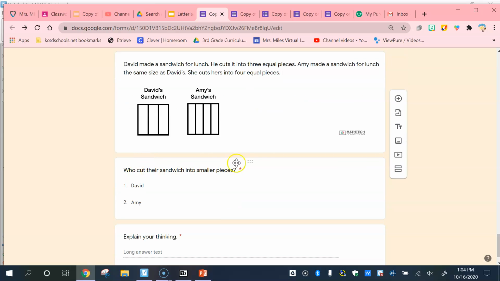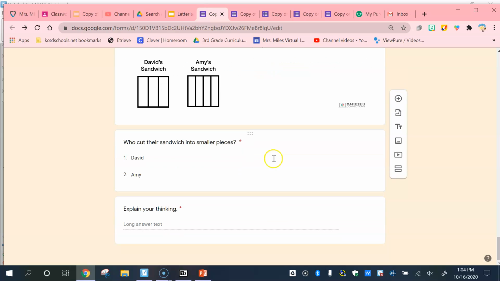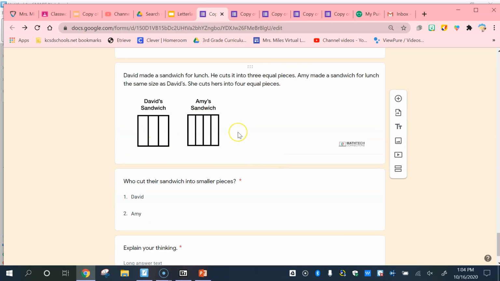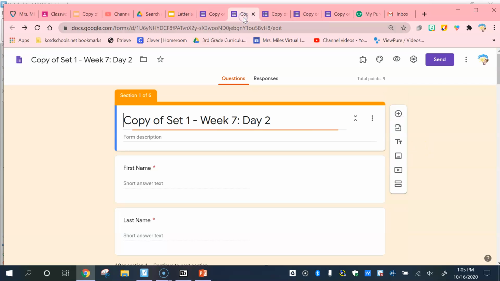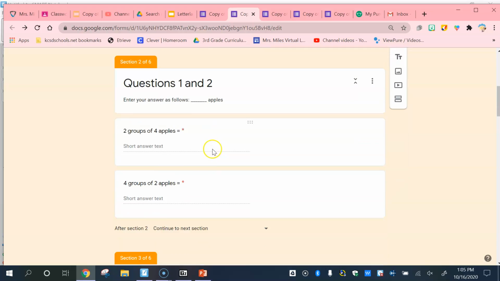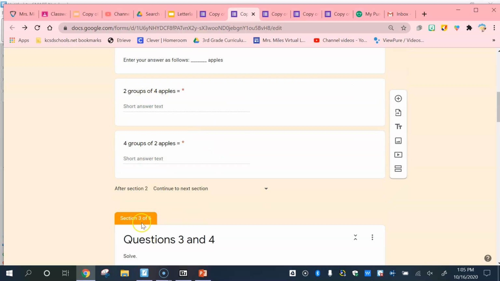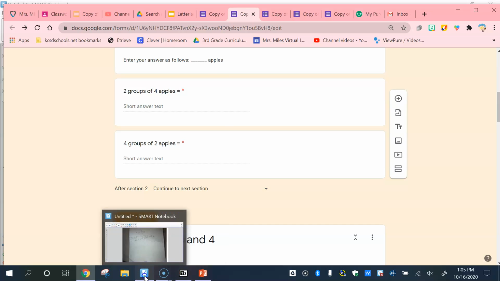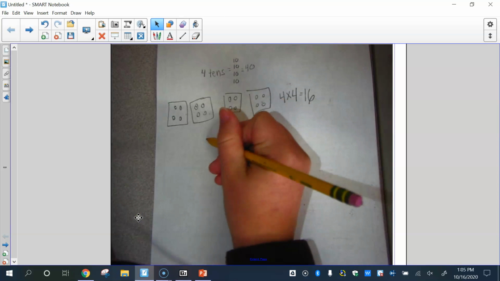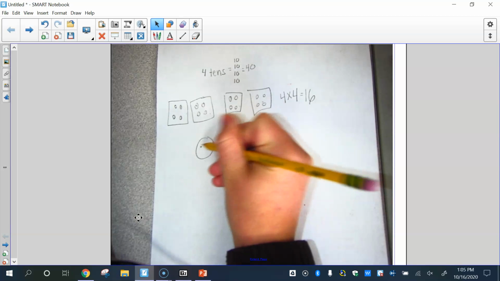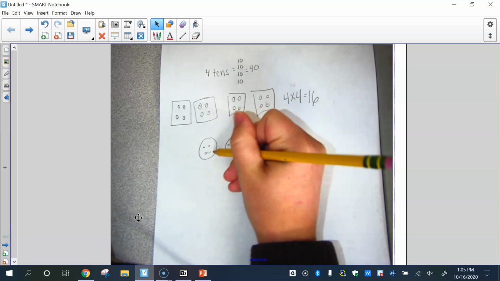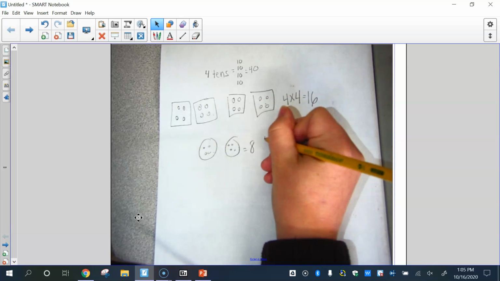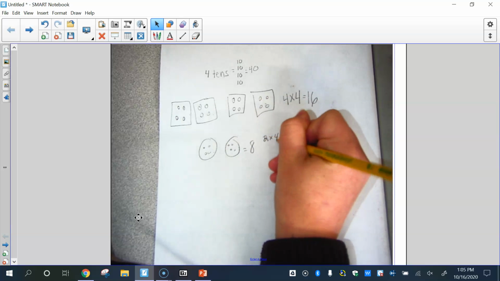And same thing right here. Amy cut hers into smaller pieces. The more you cut, the smaller each piece is going to be. All right, let's go to Tuesday's morning work. So if you have 2 groups of 4 apples, 2 groups of 4 apples, how many do you have? 4, 8, or 2 times 4.